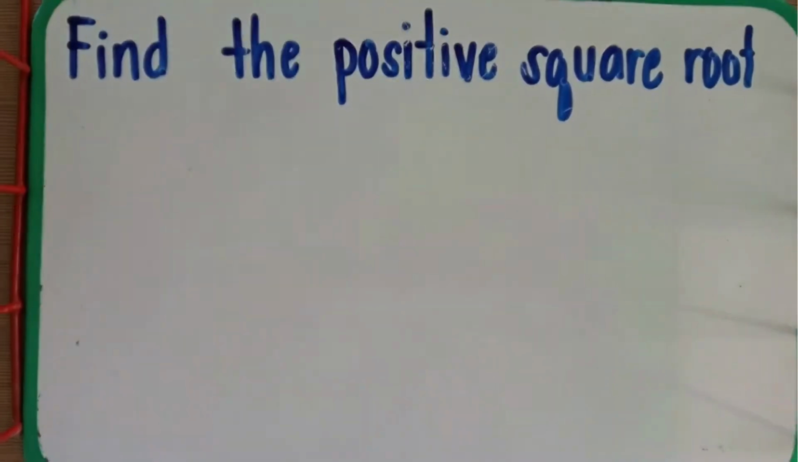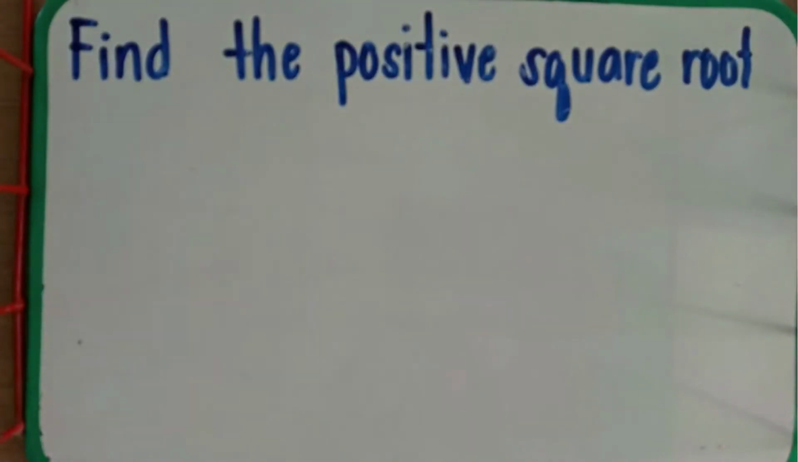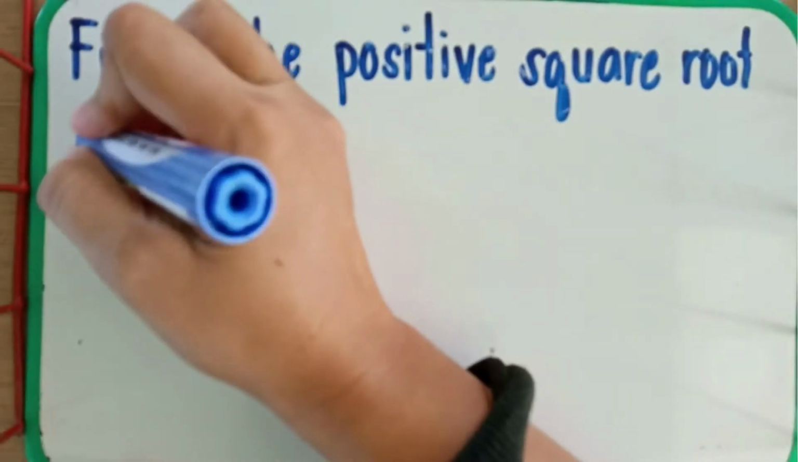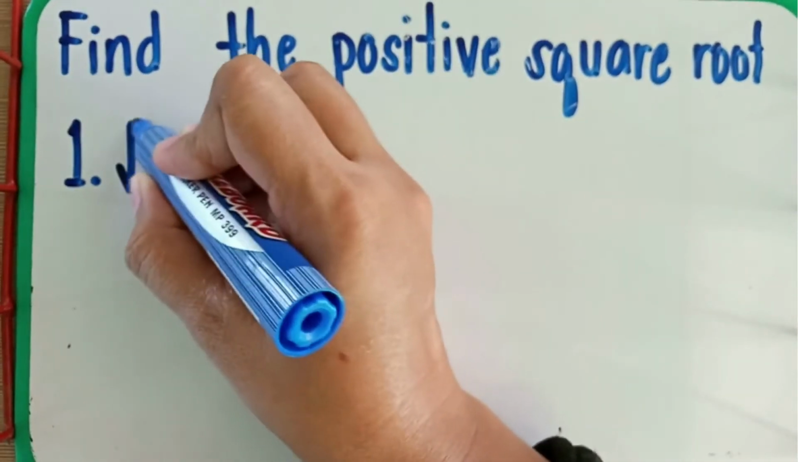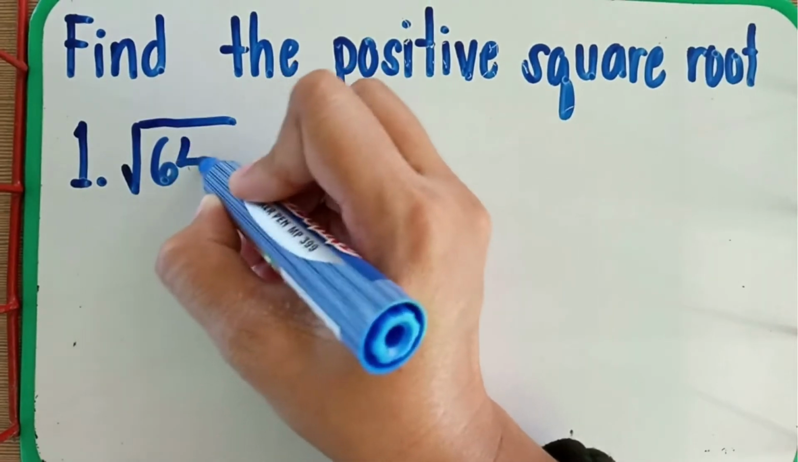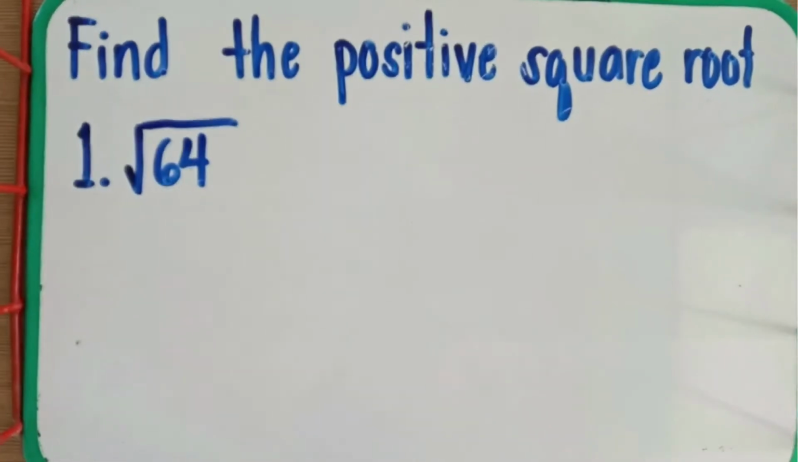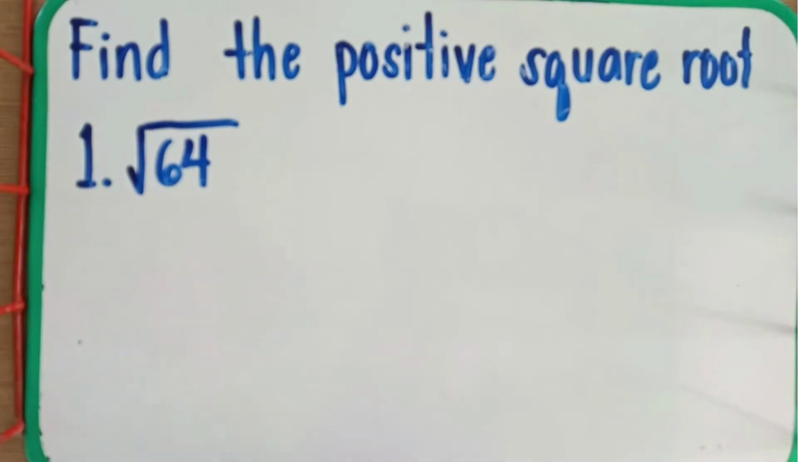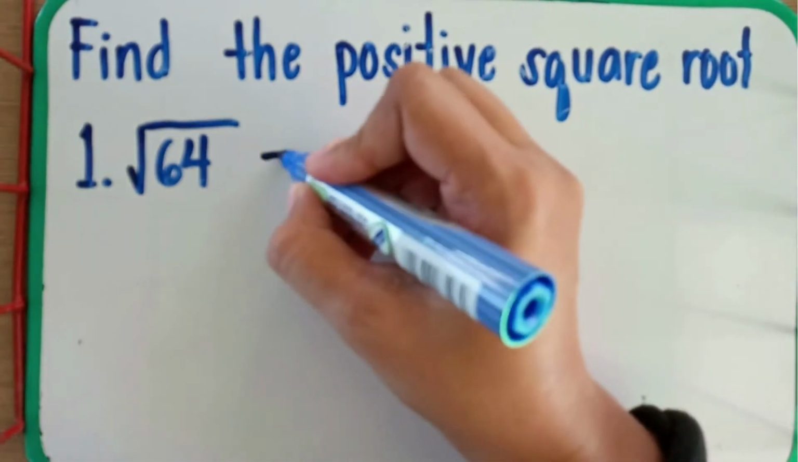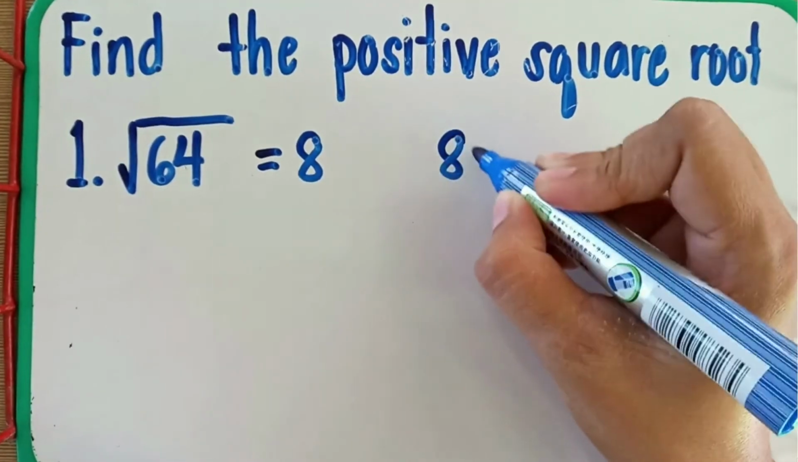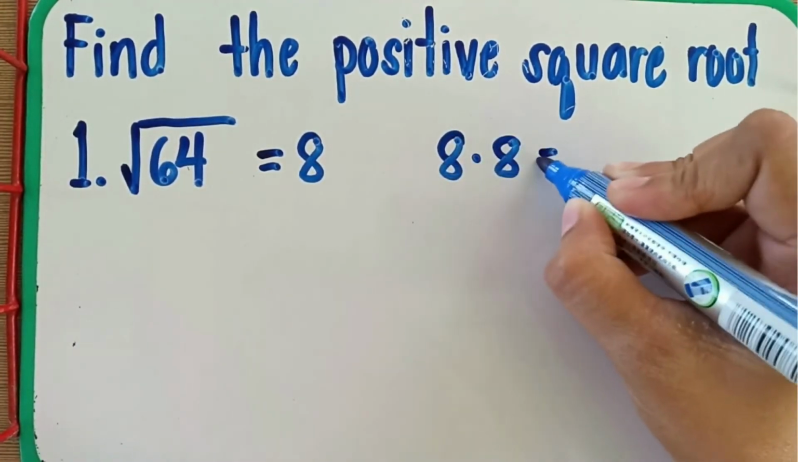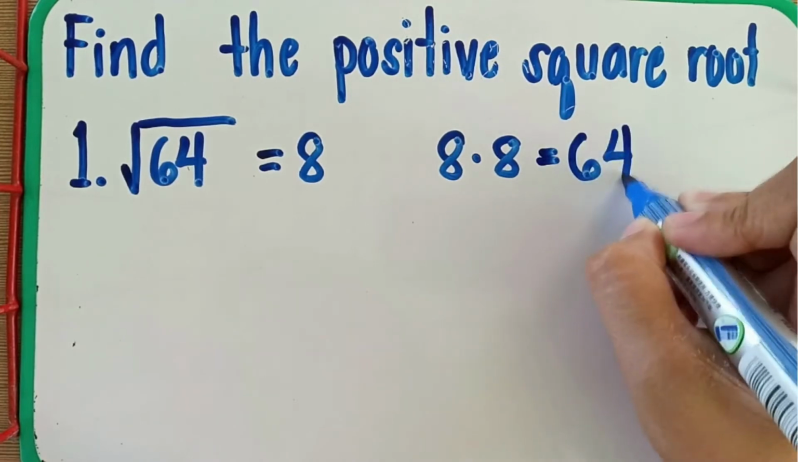Before that, let's have an example on how to find the positive square root of a number or an expression. Example number 1: square root of 64. You just have to think of a number that when you multiply it by itself, the answer is 64. So that is 8, because 8 times 8 is equal to 64.